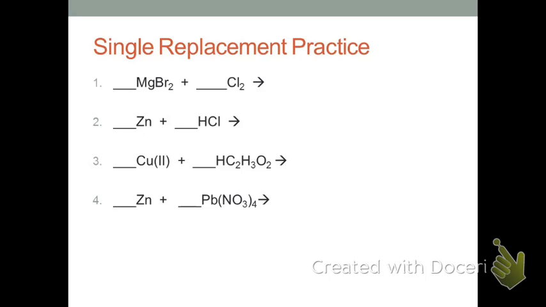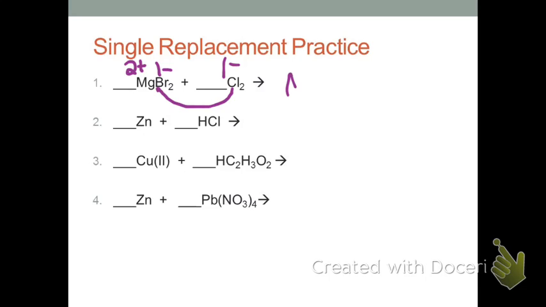Single replacement. Now, for single replacement practice, make sure you pay attention to which one is the single element. It doesn't have to be listed first. So in number 1, chlorine is by itself. Chlorine has a charge of 1 minus. So you must figure out what it's going to be switching with. Magnesium has a charge of 2 plus, and bromine has a charge of 1 minus. So the chlorine and the bromine are going to switch because they're both negatively charged, not because they're both 1 minus. They don't have to be the same amount of negative.